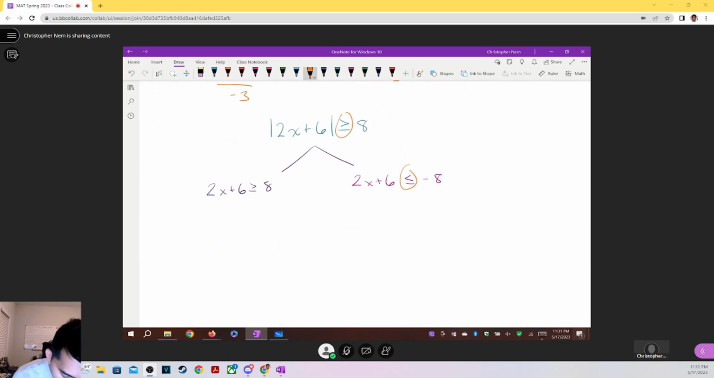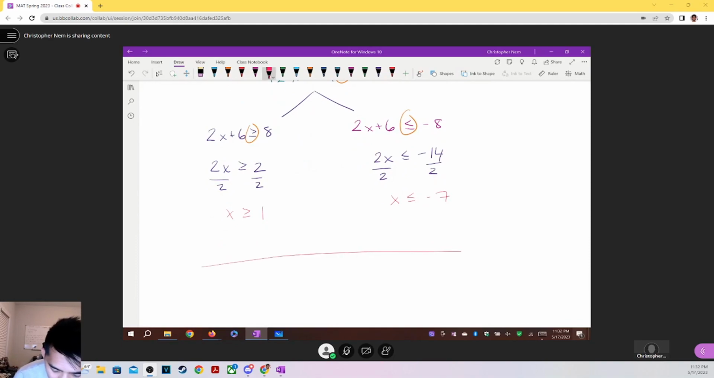Boom, boom, boom. And then now I solve. 2x is greater than or equal to 2. 2x is less than or equal to negative 14. I'm dividing by a positive 2 to both sides. So that's x is greater than or equal to 1, and x is less than or equal to negative 7. So now I try to graph this out. What does this look like? 0's over here, 1's over here, negative 7's over here. It's including because it's greater than or equal to and less than or equal to, so I put a closed circle in here. Now, x is greater than or equal to 1.